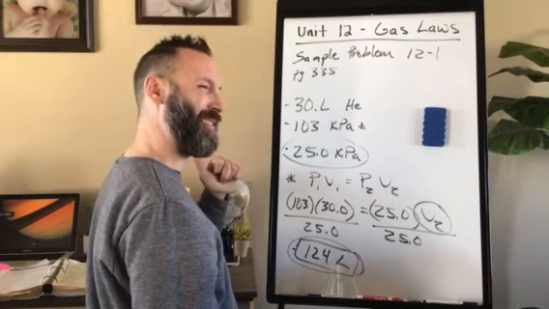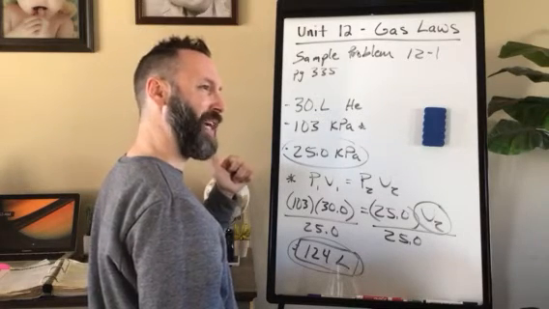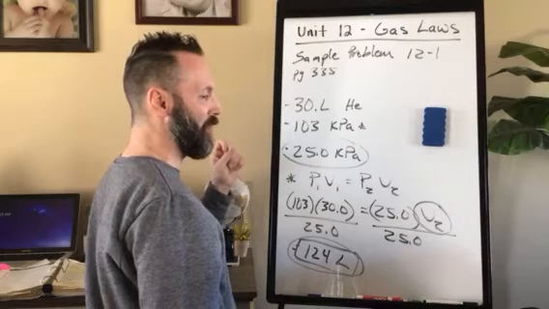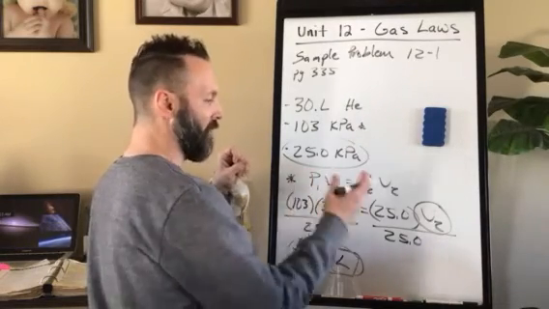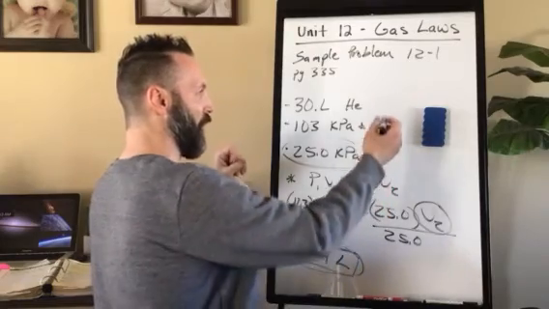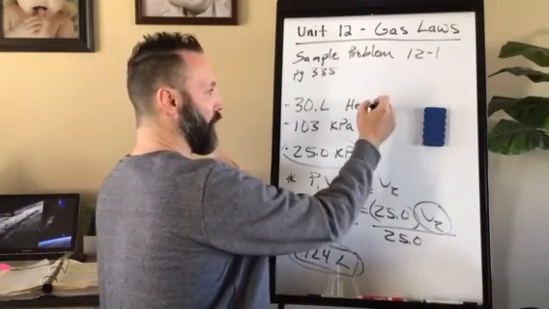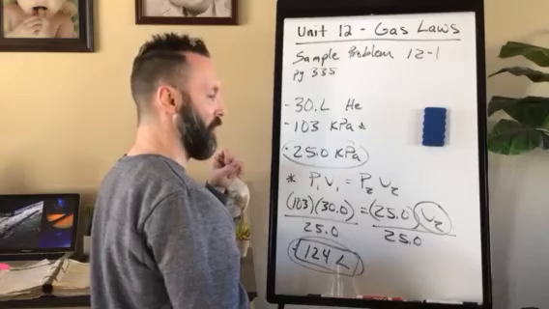Boyle's law: temperature's constant. P1 V1 equals P2 V2. You may have to solve for any of these variables. Just make sure to match up the correct pressure with the correct volume. Make sure you match those up.